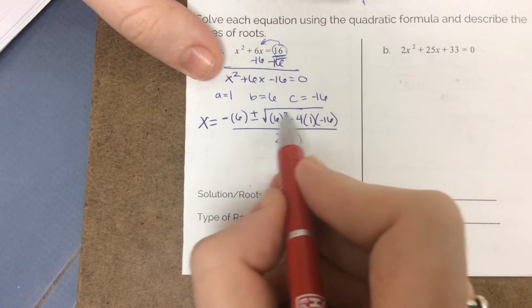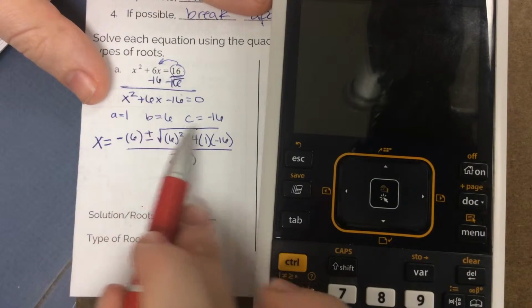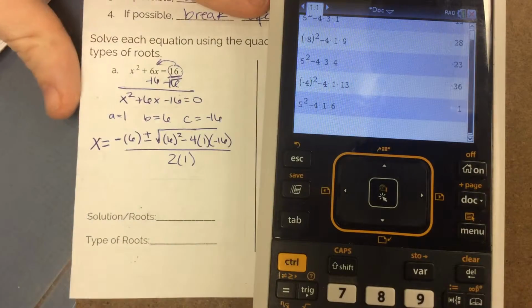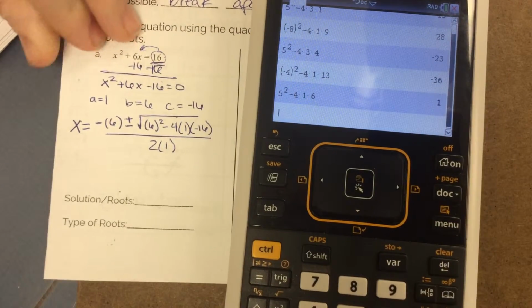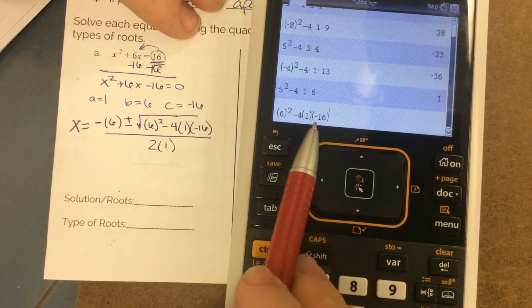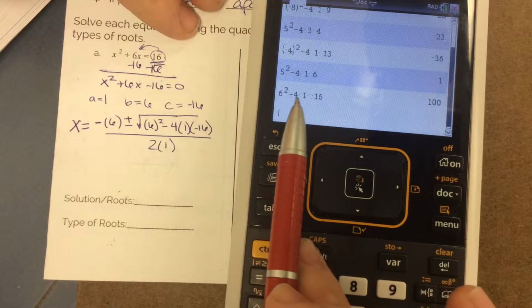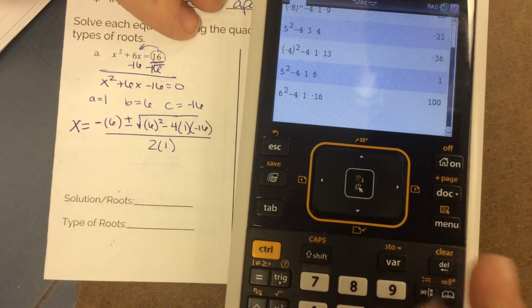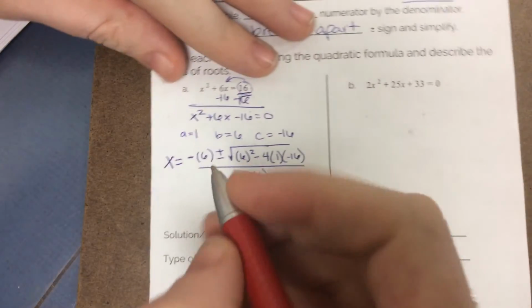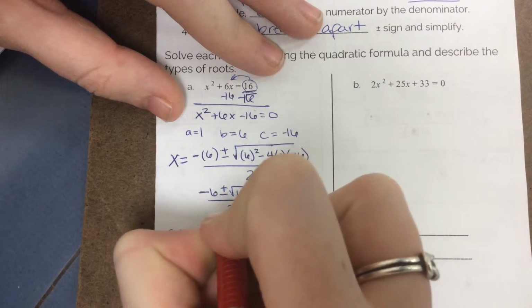From there, you simplify what's inside the square root. When you plug it into your calculator or when you do it in your head, we're not calculating the square root yet because we want to look at that later. So I'm going to do 6 squared minus 4, and then in parentheses 1, and then in parentheses a negative 16. Don't forget your negative. If you forget a negative, you'll obviously get the wrong answer, okay? 6 squared minus 4 times 1 times negative 16 is 100, okay? So I get a negative 6 plus or minus the square root of 100 divided by 2.